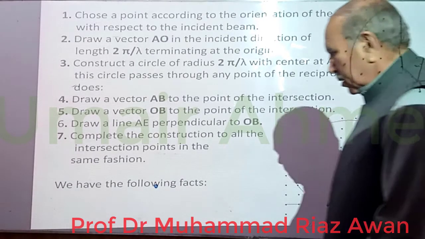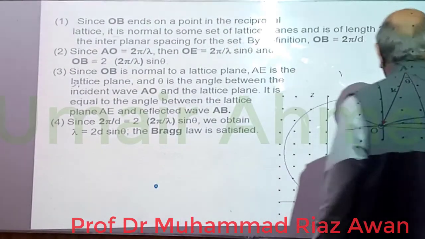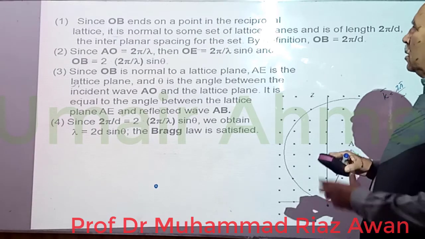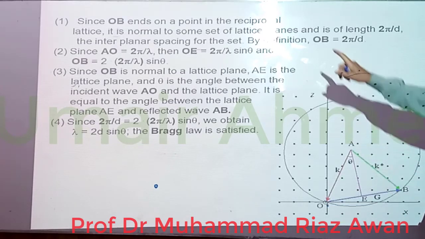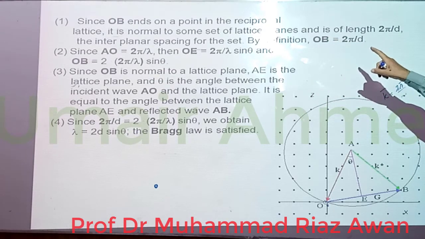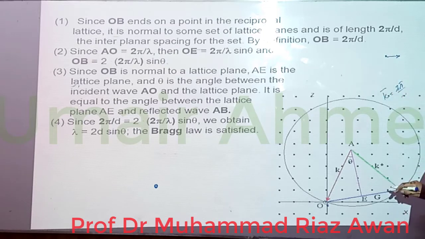Now we have the following facts. From this we can see that these are the facts which we determine from this drawing. What are these facts? Number one, since OB, this OB, as I told you, O is the origin, B is the reciprocal lattice point. It ends at a point in the reciprocal lattice, it is normal to some set of planes. If you remember, I told you earlier that if I take a point outside, I take a point here, then I have drawn a vector which is perpendicular to a certain set of planes. So again I will say this OB will be perpendicular to a certain set of planes and is of the length 2 pi divided by d. The length of the reciprocal vector is 2 pi divided by d, where d is the interplanar spacing for the sets.